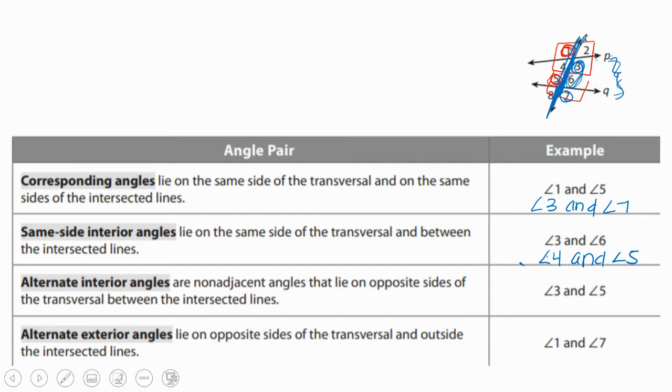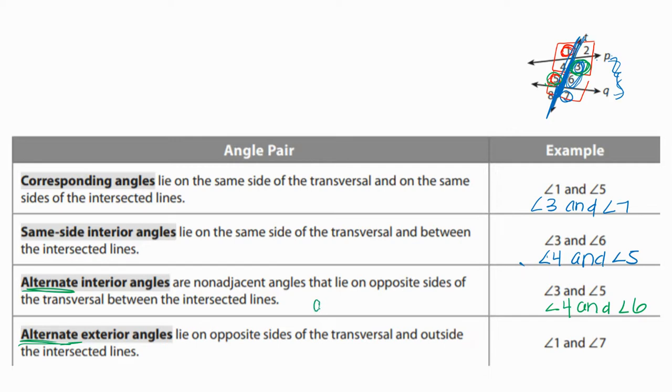Alternate interior. Okay, for alternate interior, I like to picture that as hopping over the line. Anytime you see the word alternate, that means that you're going to cross over the transversal. So an example of an alternate interior is right here, angle 3 and angle 5. I skipped over the line. So another example of an alternate interior is going to be angle 4. Interior again is between P and Q, and alternate just means cross over the line. So angle 4 and angle 6 are also alternate interior angles.